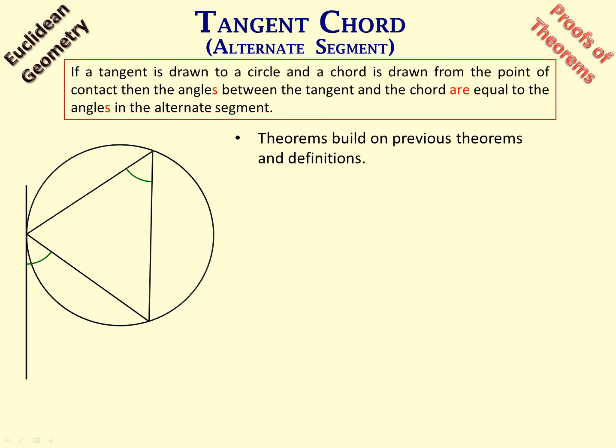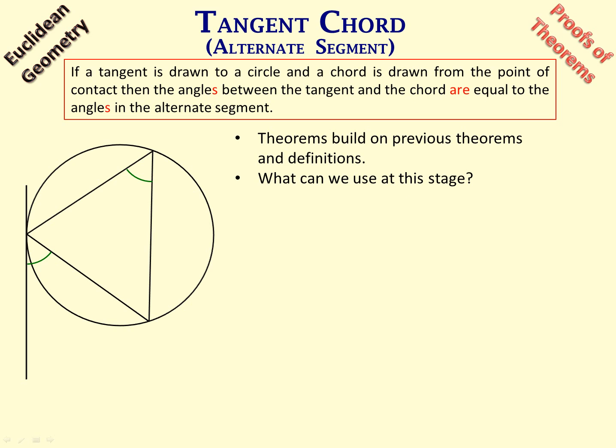Let's just look at the reasoning behind this before we go into the actual proof. Notice that this is now changed. Instead of saying angle between tangent and chord, it now says angles between tangent and chord. So now we start, as we have before. Theorems build on previous theorems and definitions. So what can we use at this stage?